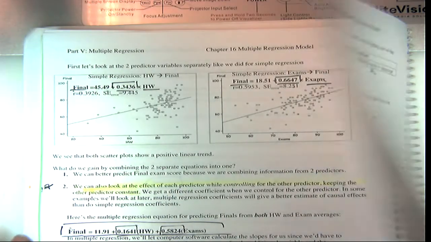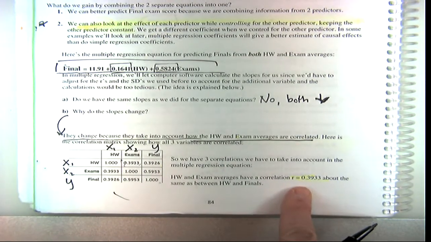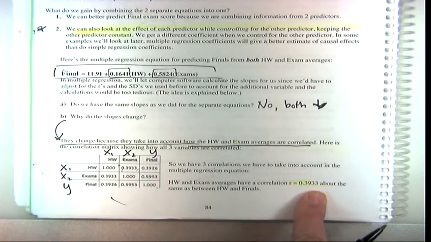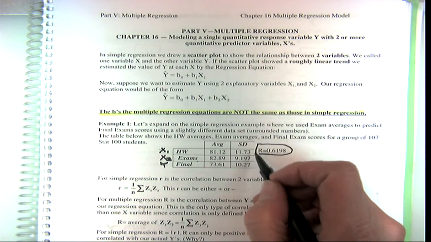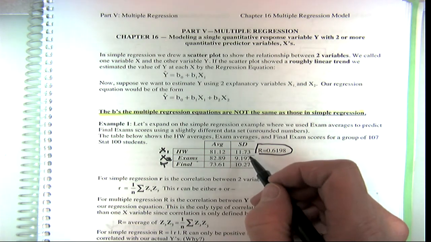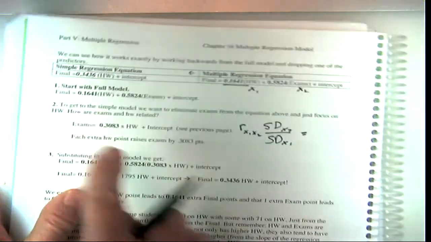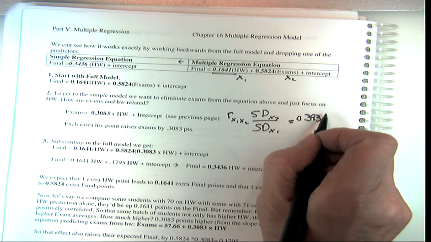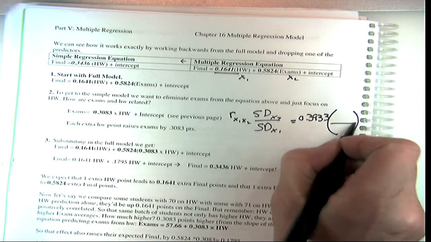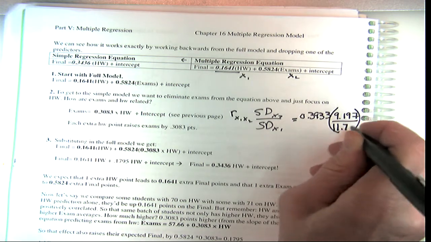We can look back at our correlation matrix here, and we can see that the correlation between the homework and exams was 0.3933, so let's use that. And then we look at the standard deviations, which we were given on the first page. Here are our two standard deviations. So it's going to be 9.197 over 11.73. I just want to show you where that came from. So that's going to be 0.3933 times the standard deviation for the exams, which was 9.197, over the standard deviation for the homework, which was 11.73.